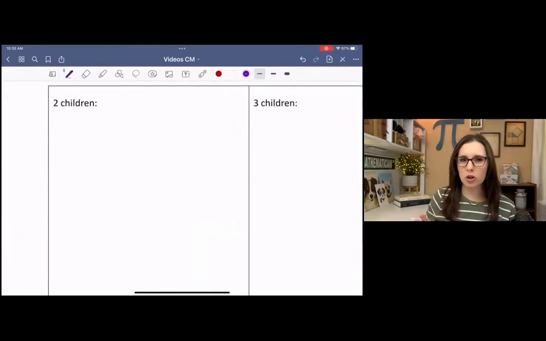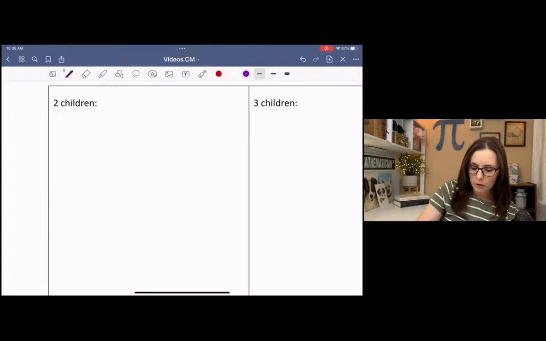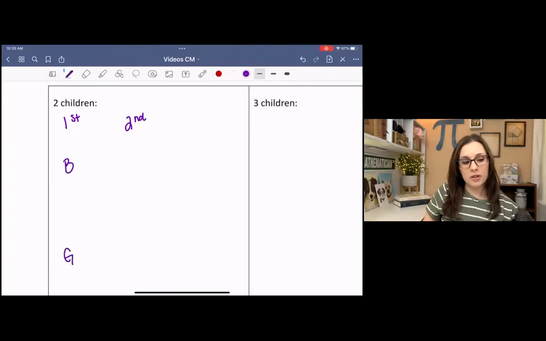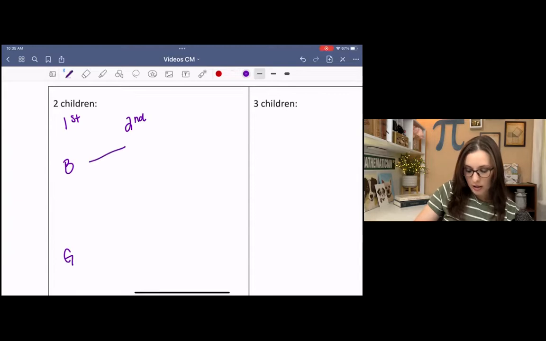Now, with two children, you could probably just list out those possibilities, given that the order matters because you're going to have a first child and a second child. So for the first child, we're going to build a tree diagram. For the first child, her options are boy or girl. Then for the second child, again, options are boy or girl, boy or girl. And then this is going to build out our sample space.